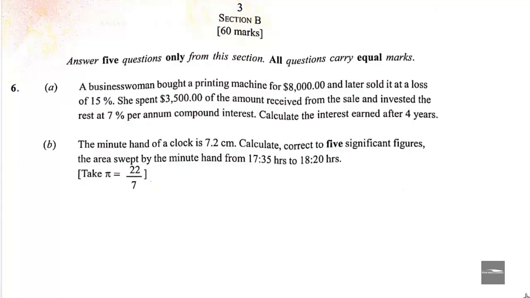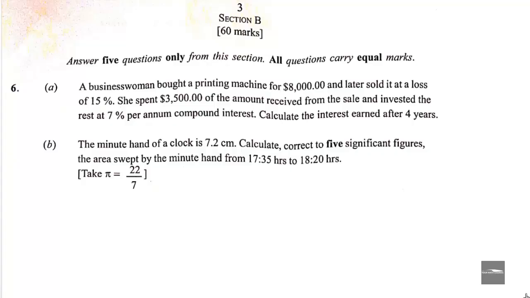Thank you so much. Now let's consider the solution to question number 6. A businesswoman bought a printing machine for $8,000 and later sold it at a loss of 15%. She spent $3,500 of the amount received from the sale and invested the rest at 7% per annum compound interest. Calculate the interest earned after 4 years.